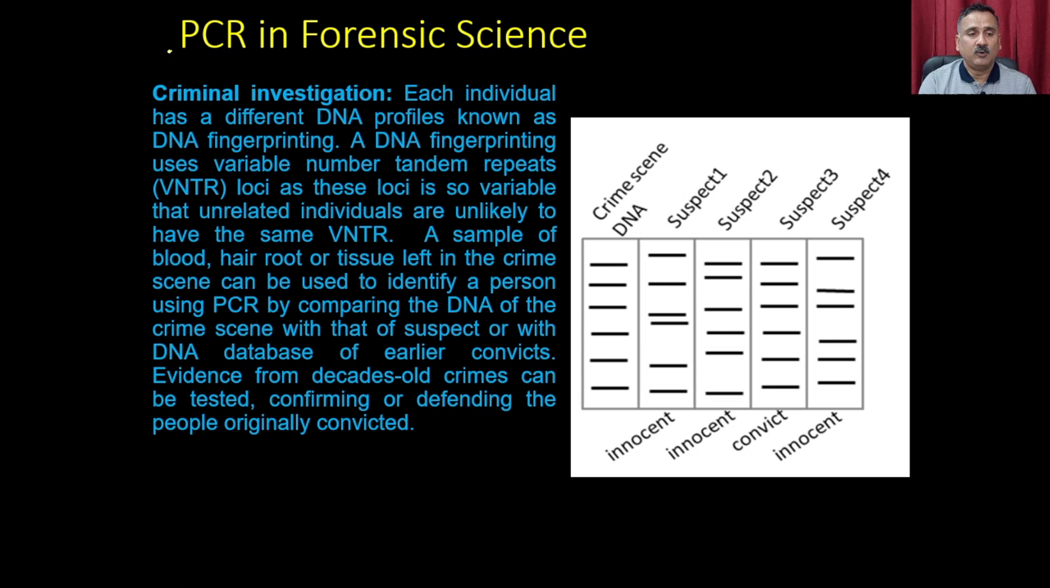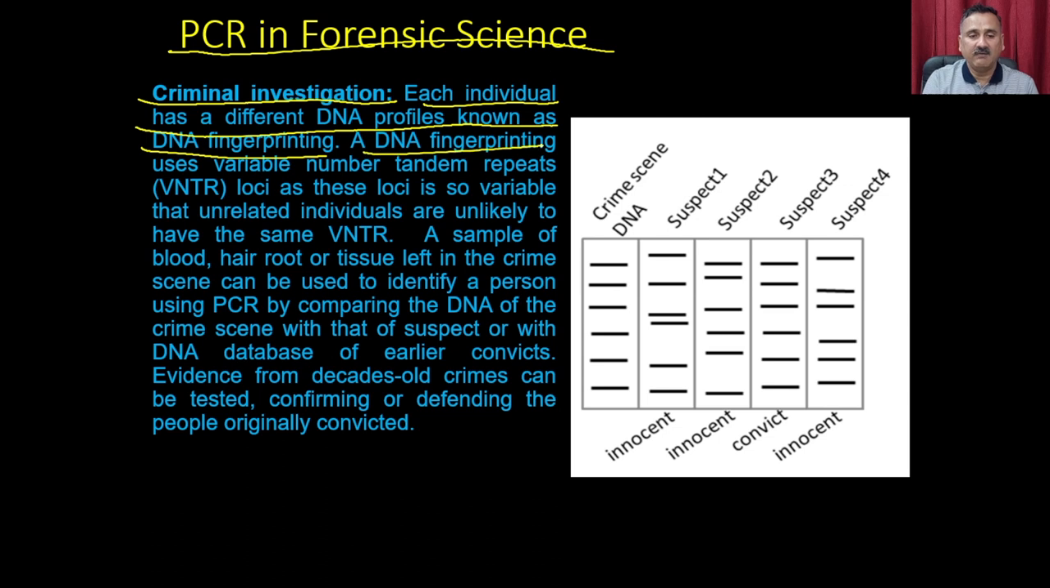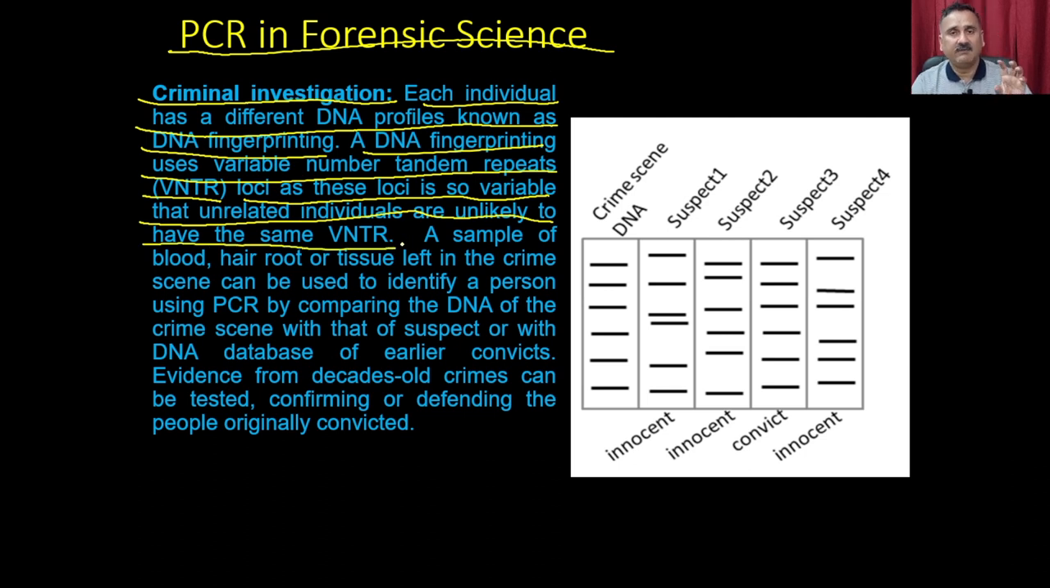Then PCR can also be used in forensic science, for example, criminal investigations. Each individual has a different DNA profile known as DNA fingerprinting. DNA fingerprinting uses variable number of tandem repeat, or VNTR, loci, as these loci are so variable that unrelated individuals are unlikely to have the same VNTRs, which means the VNTR pattern is specific to a particular person, not to a particular family.